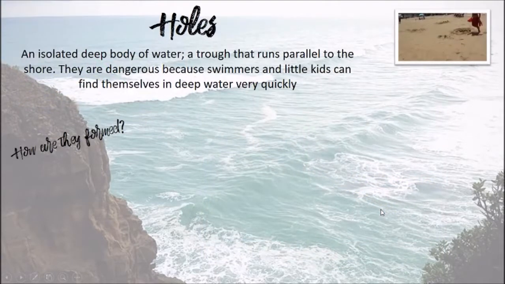Holes. Okay, so a hole is an isolated, deep body of water, a trough that runs parallel to the shore. They're dangerous because swimmers and little kids can find themselves in deep water very quickly, and this is what we found before. We're just packing up, our flags are down, and we're going around doing preventative actions of people on the beach, and you find people, they see the tower at Bethel's and they think, what a great spot to swim, straight in front of the tower, but they don't understand that that tower is fixed to the ground, but the sand actually moves, and so they end up walking straight into a hole. So it gets deep very quickly.